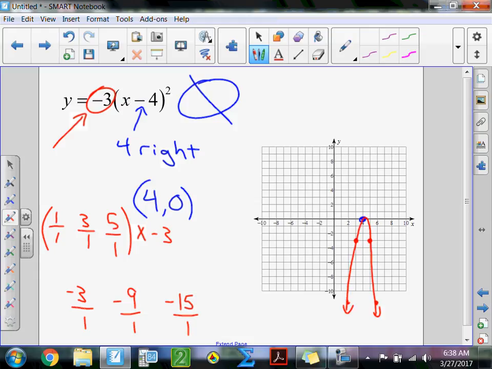So that's your review of graphing quadratic functions in vertex form. Try out the worksheet, look at the answer key online, and good luck.